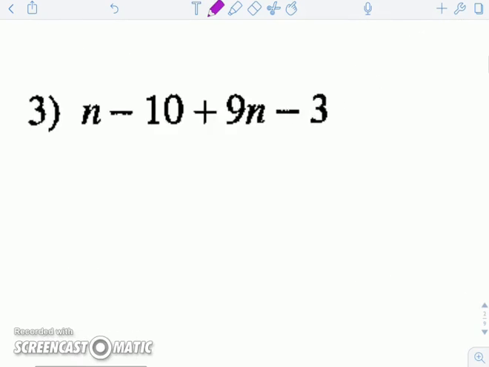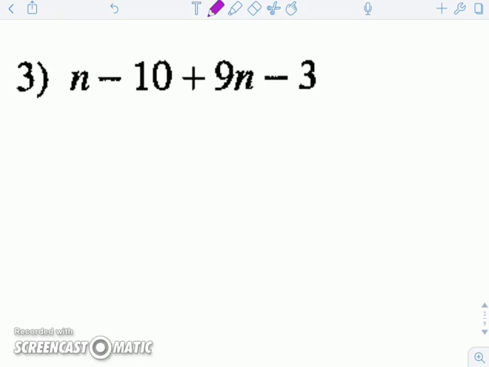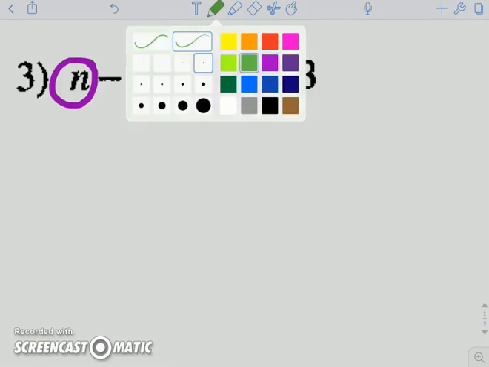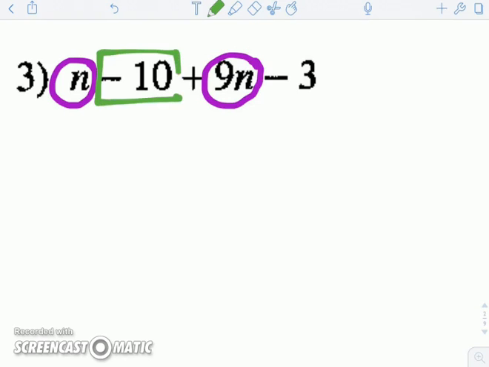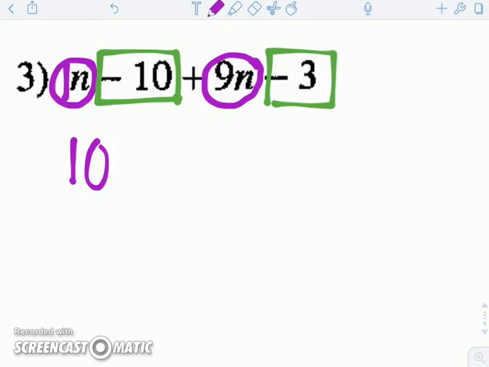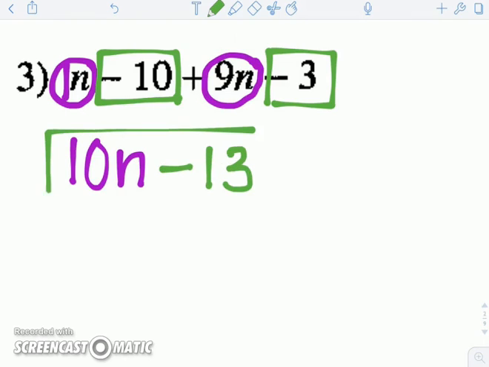Again, if you're not doing it on Notability and need a way to differentiate, do different kinds of lines. You can do shapes, so you could circle your like terms of n and 9n, and then do a square, a triangle around negative 10 and negative 3. The sign out front goes with the number that comes next. Also, if there's no coefficient, we assume it's a 1. So 1n plus 9n leaves me with 10n. And then negative 10 minus 3 leaves me with negative 13. So my final answer here is 10n minus 13.